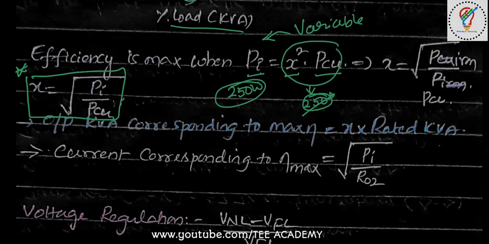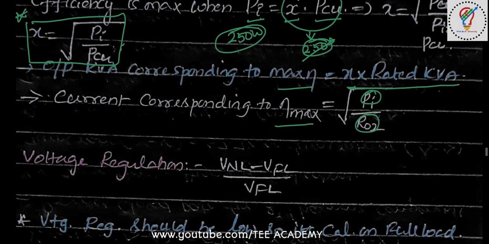Now, output kVA corresponding to maximum efficiency is equal to x times the rated kVA. Next, the current corresponding to the maximum efficiency point is the square root of iron losses by R02. So this is the current value, not the maximum efficiency. I square R is equal to P, so based on this formula, I is equal to the square root of P by R, like that we write.